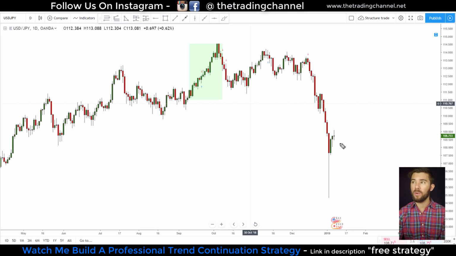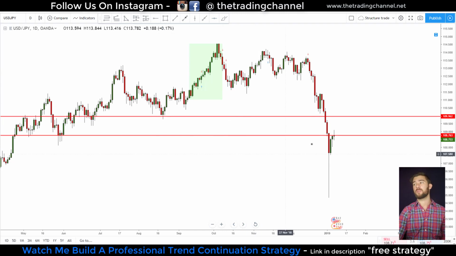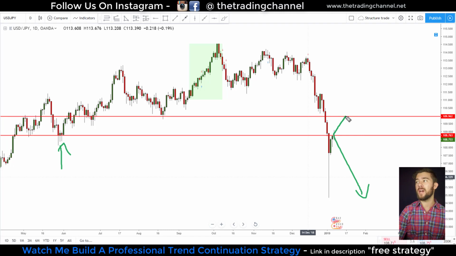Now we're expecting this market to come up to the levels it just broke. I'll go ahead and draw some horizontal lines on the chart. This is one of the levels it just broke, and this is another one of the levels it just broke. So we're actually sitting at a previous level of support that was broken here on the dollar yen. What are we expecting from this level? Trend continuation.